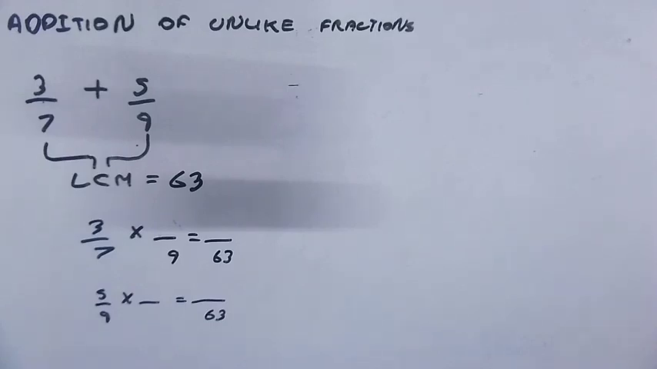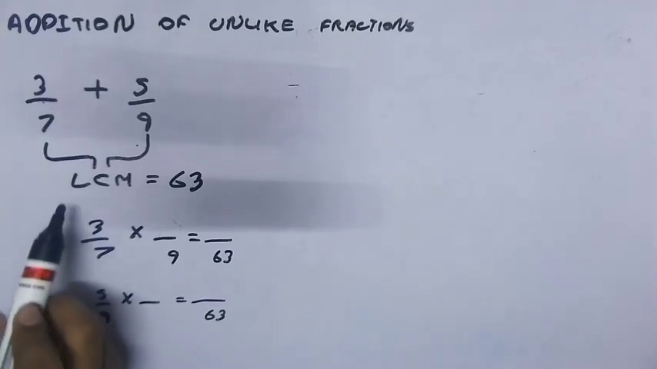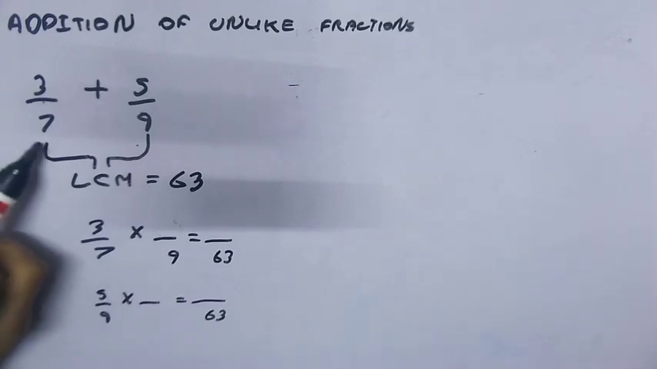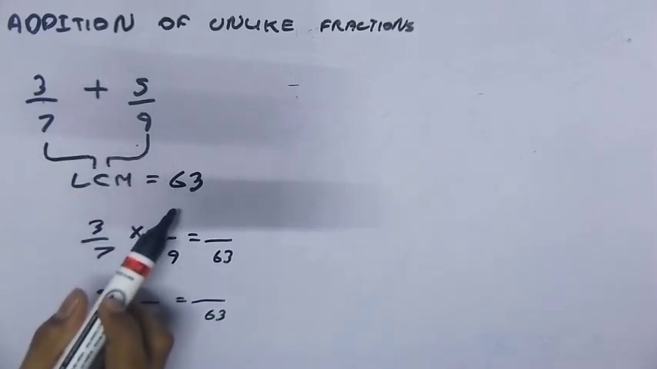Do you remember LCM from my last video? I taught you a method to find LCM, that is the successive division method. If you haven't watched the video, click the link in the description and watch the first video, which has LCM. Okay, so the LCM of the denominators 7 and 9 will be 63.